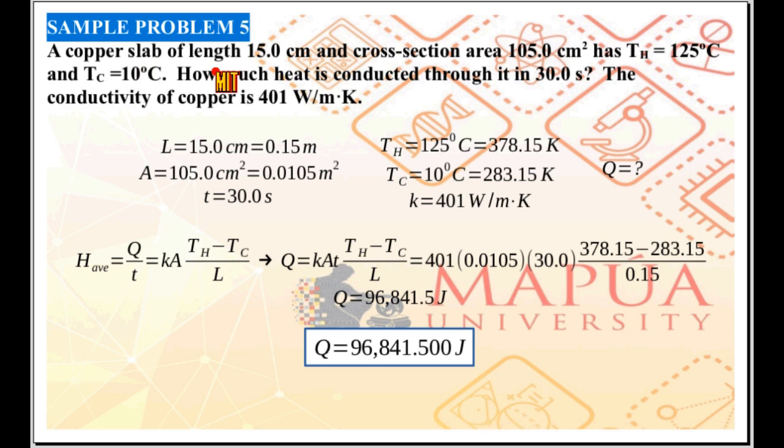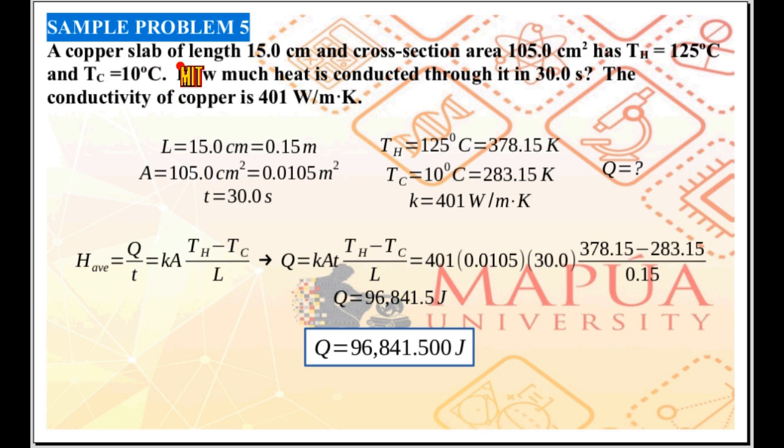A copper slab of length 15 centimeters and cross-section area 105 centimeters squared has TH 125 degrees Celsius and temperature TC 10 degrees Celsius. How much heat is conducted through it in 30 seconds? The conductivity of copper is given, 400 watts per meter Kelvin. This example is pretty much straightforward.